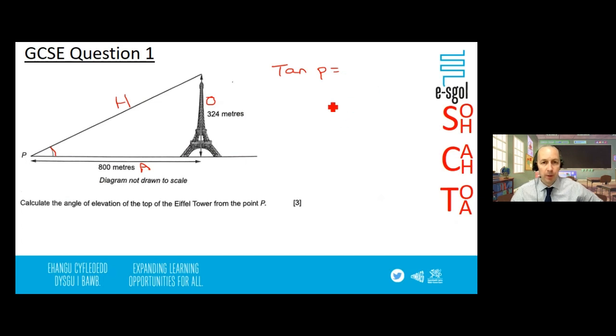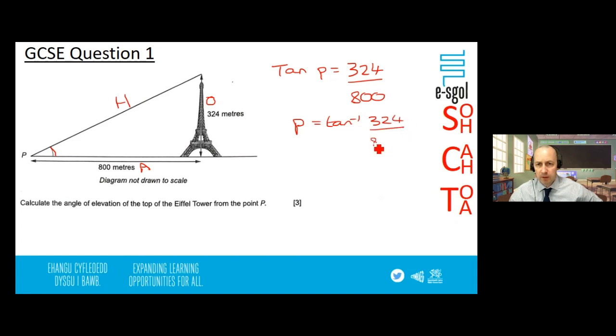Remember, whoever's marking your paper, you need to make it as easy for them as possible to understand what you're doing. So we're looking at the opposite side, which is 324 meters, which of course is the height of the tower, divided by the adjacent, which is the ground distance that you are away from the tower if you're looking up. But we're finding the angle here, so we're going to move this tan over. So it's going to be tan to the -1. Tan to the -1, remember, is the inverse of tan; think about that shift button on your calculator.